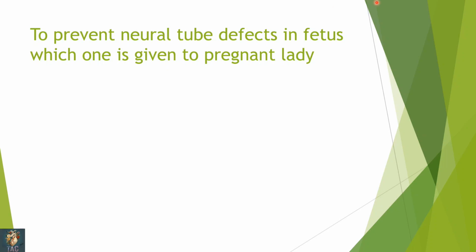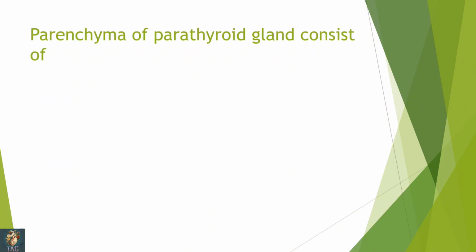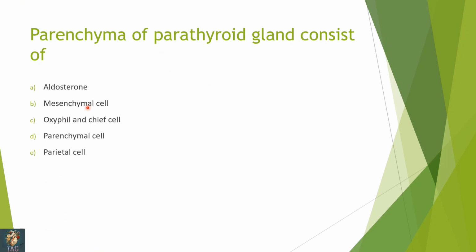Which vitamin is given to a pregnant lady to prevent neural tube defects in the fetus? A very simple question. This is the folic acid, which is given to prevent neural tube defects. Next, the parenchyma of the parathyroid glands consists of aldosterone, mesenchymal cells, oxyphil and chief cells, parenchymal cells, and parietal cells. Obviously it contains oxyphil and chief cells, and C is the correct option.